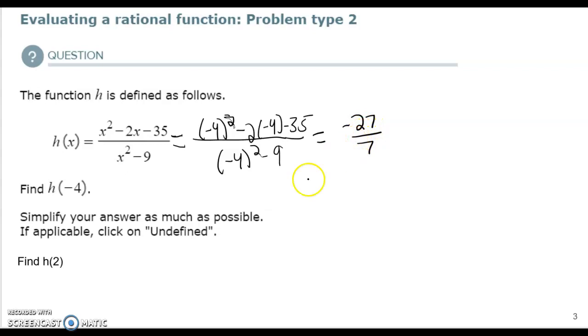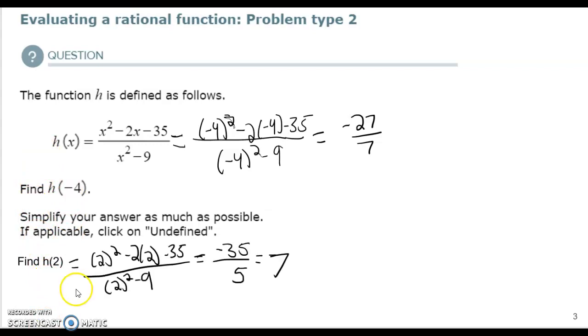I want you guys to pause your screen and do h of 2 on your own. So you're evaluating this h function at 2. Go ahead and pause and evaluate h of 2. Okay, so you guys should have put in a 2 everywhere you saw an x. This should have a subtraction sign. Sorry, negative 35 over negative 5 equals 7. So we're going to move on to the next slide.